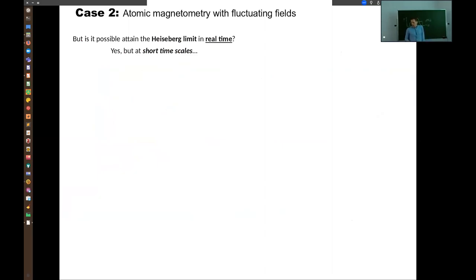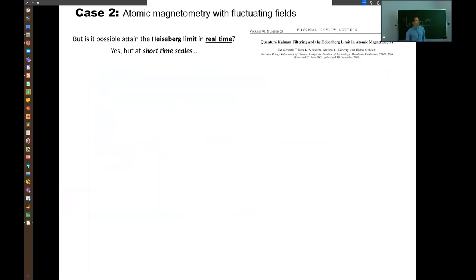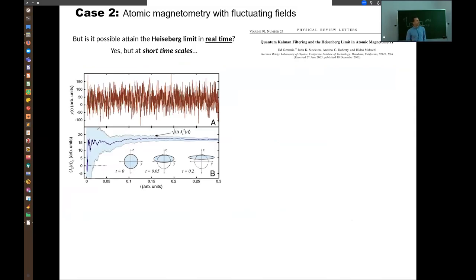Okay, but now can we do it in real time? This is all nice, but now we want sensing in real time. And indeed, the answer was no. At short time scales, yes. The problem is that the measurement is some kind of noisy signal. In real time, I'm trying to track this JZ component of light, and it obviously fluctuates. But measuring continuously, its variance shrinks. And I need a model that describes it in real time.